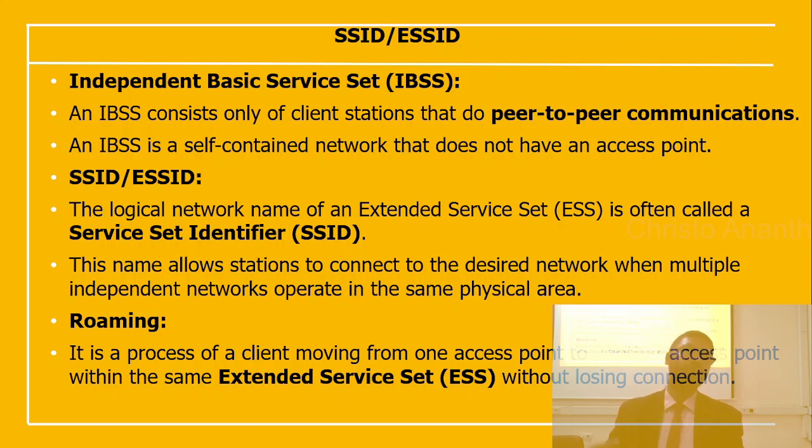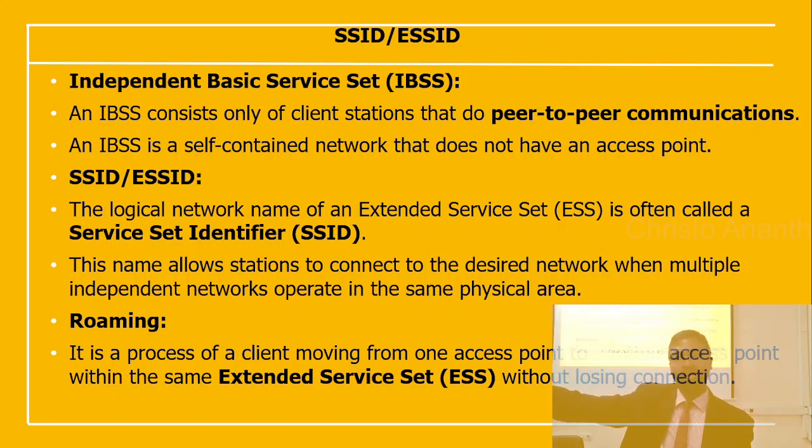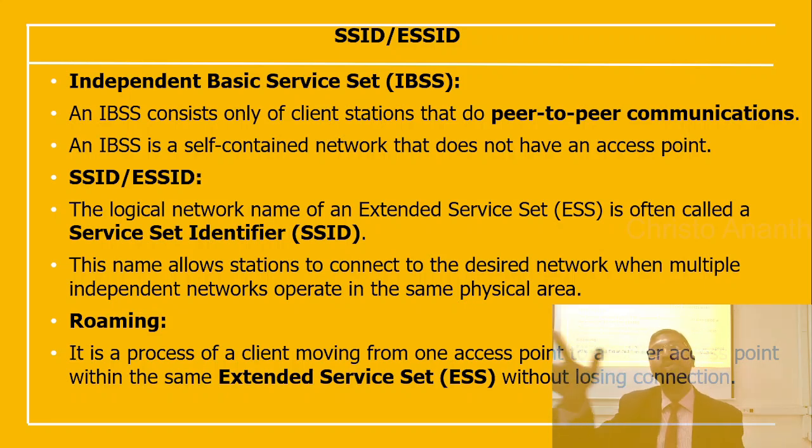So here you allow stations to connect to the desired network when multiple independent networks operate in the same physical area. Then you have roaming. It's a process of a client moving from one access point to another access point. For example, you are in Samarkand, maybe you go to Tashkent, roaming stage, within the same extended service set without losing the connection. Okay, so that is roaming.